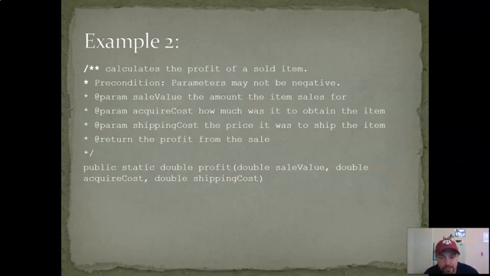So then when we look at the method signature, public static double, it's returning a double, profit, that's the name of the method, double sell value, that's why it matches up with the first param, double acquire cost, that matches up with the second param, and double shipping cost matches the third param.